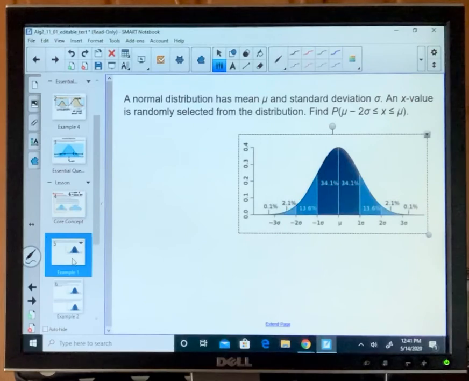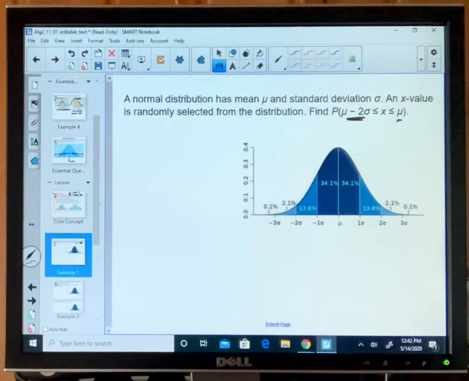It's going to say a normal distribution has a mean of mu and a standard deviation of that symbol. I don't remember what that symbol's called right now, I'm sorry. An x value is randomly selected from the distribution. Find P, so find the probability that a number is between -2 standard deviations and the mean. It says mu minus, I should probably erase that and fix it.